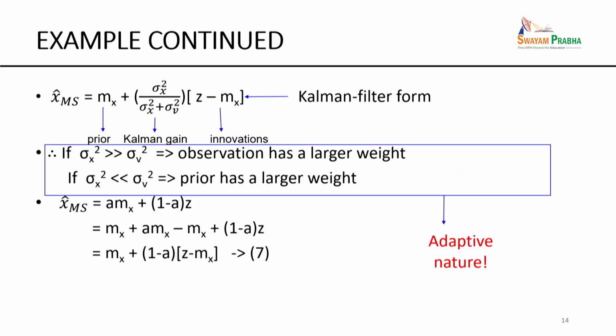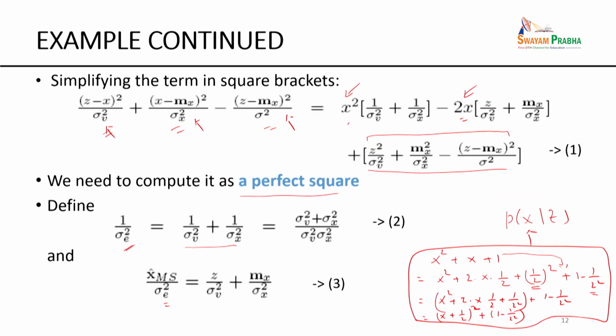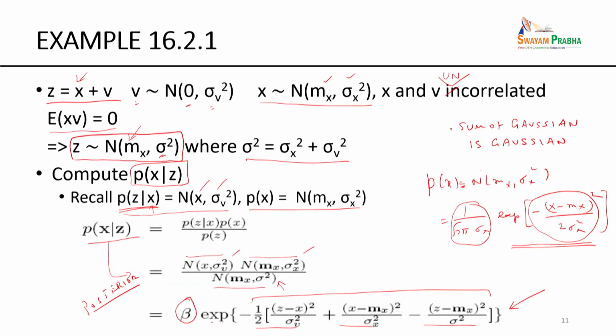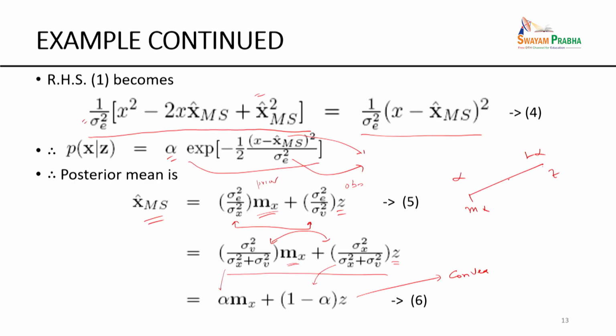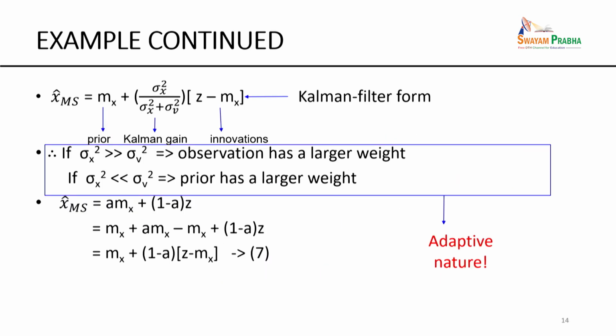So what is the summary? The summary is, by substituting the expressions for the Gaussian, by simplifying and by transformation of variables, we can express the posterior density as in equation 4, using the exponent in equation 4. So the mean square estimate is given by 5, which can be rewritten as a convex combination of mx and z, which is a very natural and beautiful interpretation.